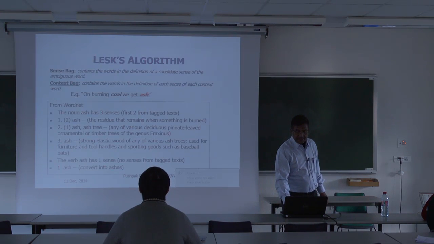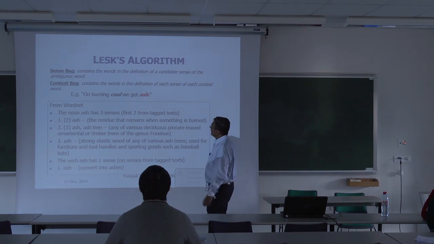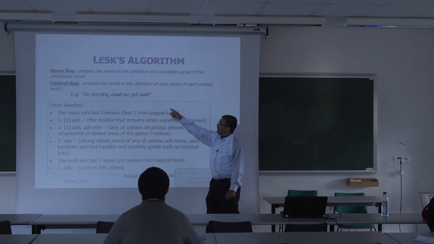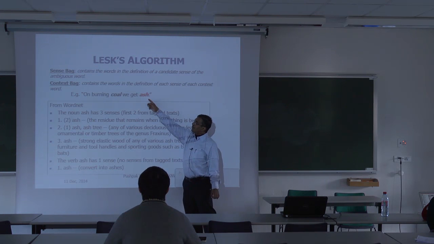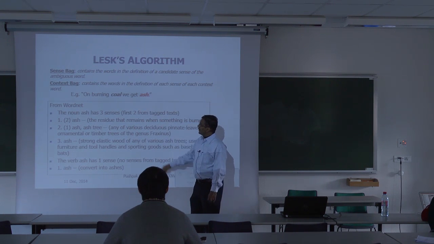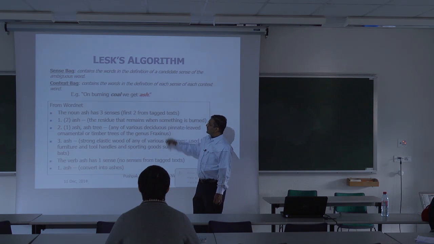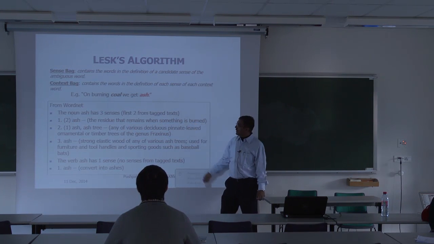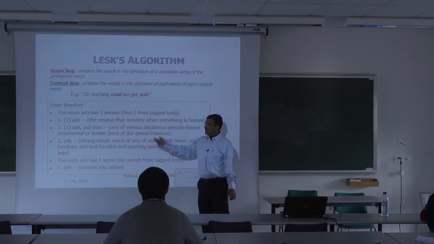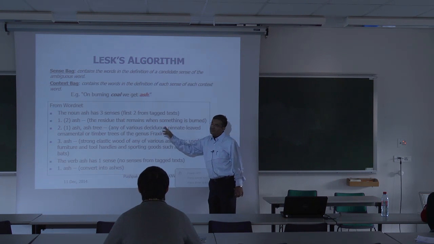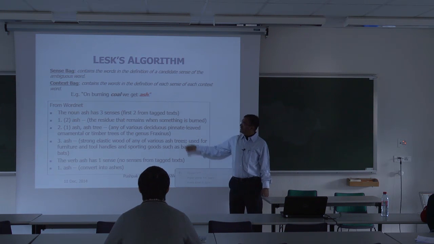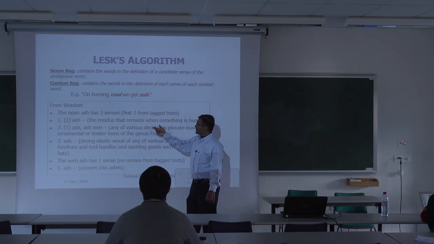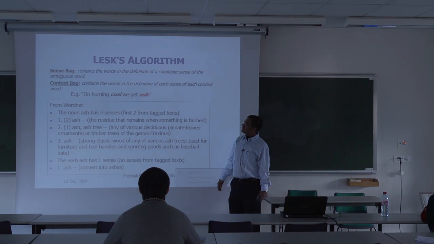So, the idea is very simple. It is also called Lesk algorithm. If we have this sentence, on burning coal we get ash. The word ash is ambiguous. The noun ash has three senses. The first two are from the tag text. Ash means a residue that remains when something is burnt. The second sense is ash tree, and the third sense is wood from the ash tree. These are the three senses of the word ash. And in this particular sentence, which sense is applicable? Of course, the first sense, a residue that remains when something is burnt.